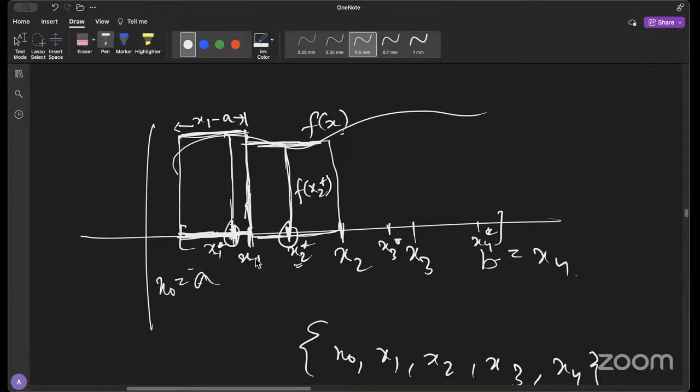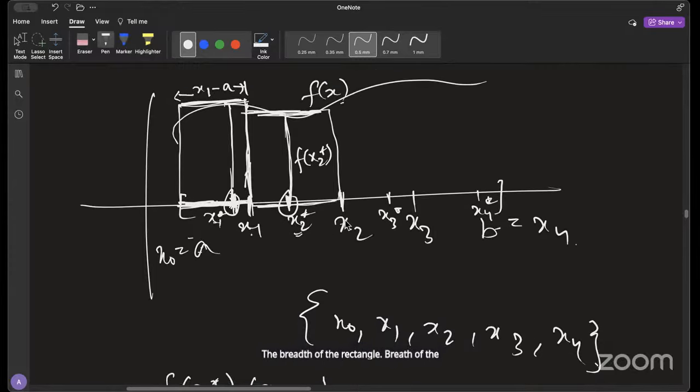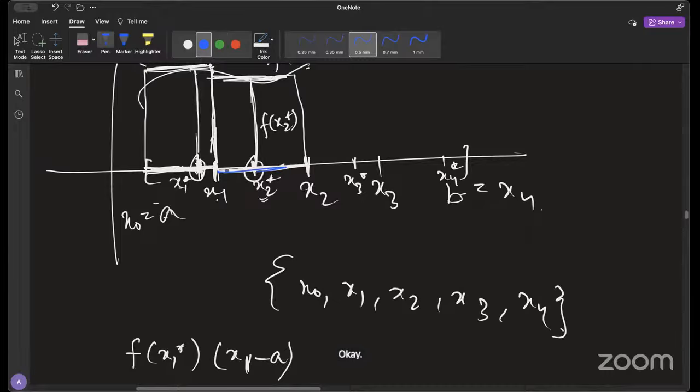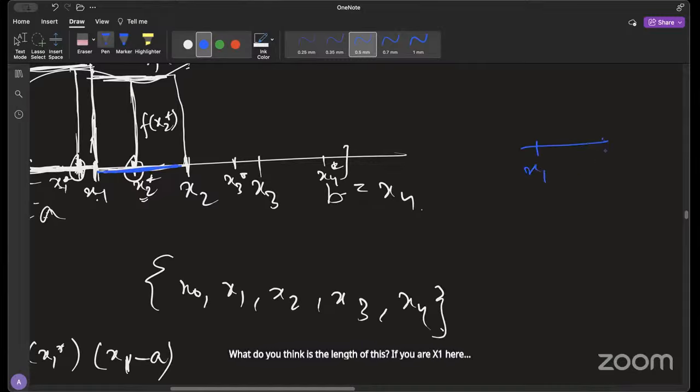This distance is x2 minus x1. How do we calculate the breadth of the rectangle? This is the breadth, right? What do you think is the length of this? If you have x1 here and x2 here, then what's the length of this? It's x2 minus x1. That's what we're doing here.